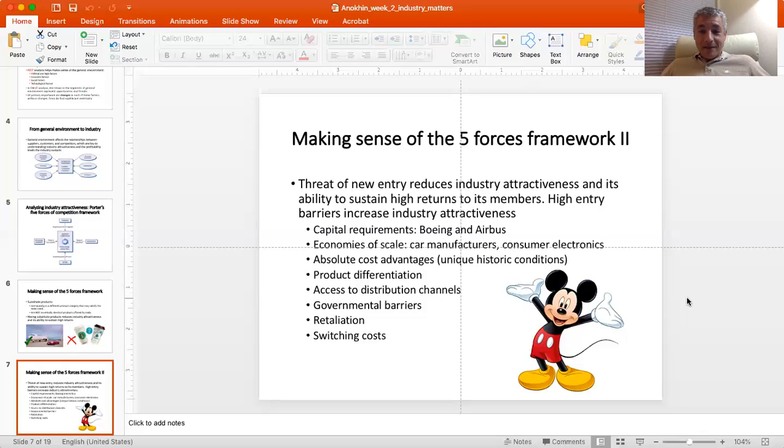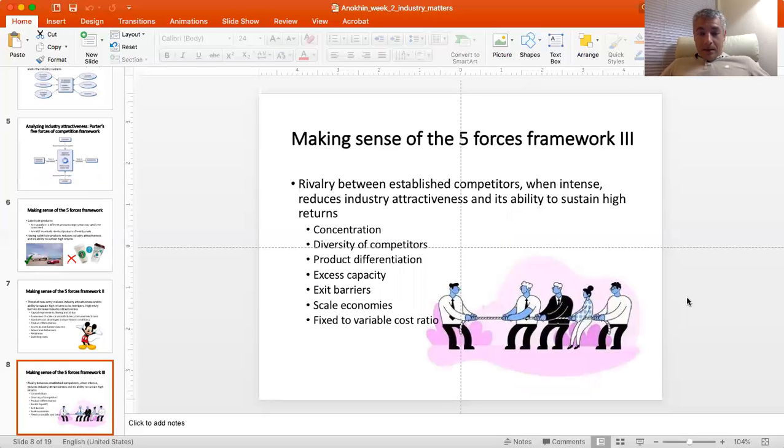And if you happen to be in an industry where switching costs are high for people, for whatever reason, right? It could be investment in some proprietary thing, then that is something that makes the industry more attractive. It means that the profit levels the firms sustain would be higher. And then rivalry between established competitors. That is something that typically comes to mind when we think about competition and industry environment. Obviously, when it is intense, it reduces industry attractiveness and industry ability to sustain high returns.